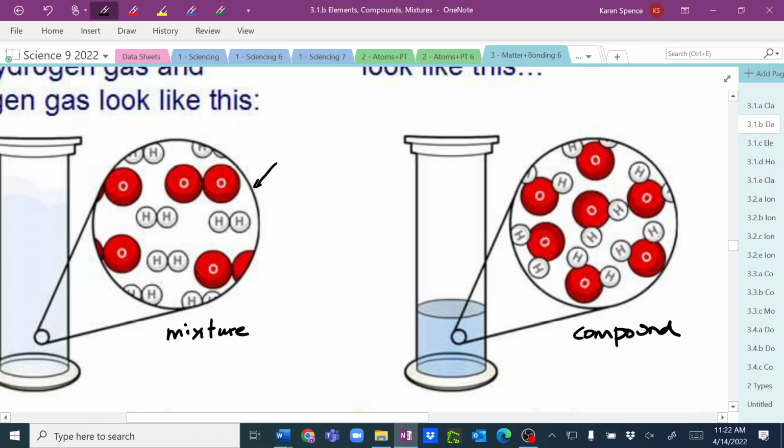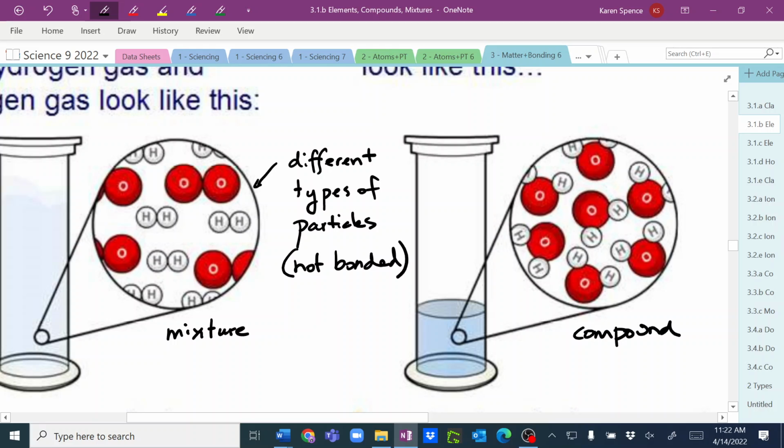They aren't bonded together. What we've got is different types of particles. Okay, so we have different types of particles. We have O2 molecules, and we have H2 molecules. So that's what makes it a mixture.